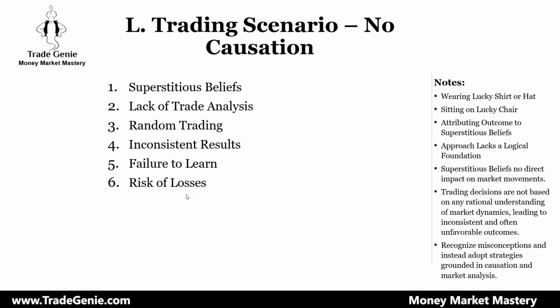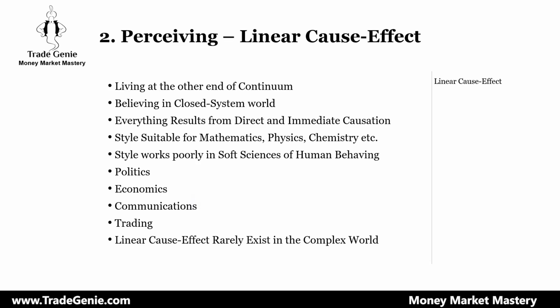So think about that. Now there's another kind of trader. This kind of trader is at a higher level, because at least he believes in cause. The previous trader doesn't believe in cause; he's not aware of it. But this trader perceives there is a linear cause and effect. So linear cause and effect is at the other end of the continuum.